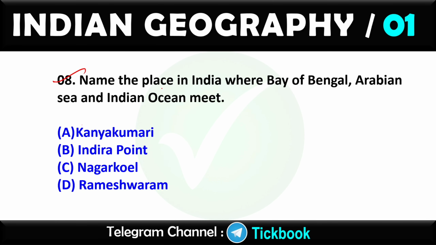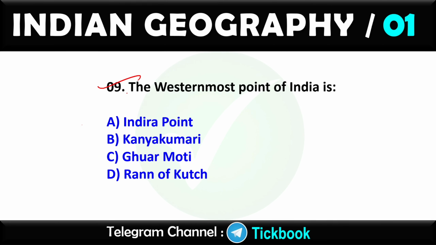Question number 8. Name the place in India where Bay of Bengal, Arabian Sea and Indian Ocean meet. Option number A is the right answer, Kanyakumari. Question number 9. The westernmost point of India is? Option number C is the right answer, Guhar Moti.